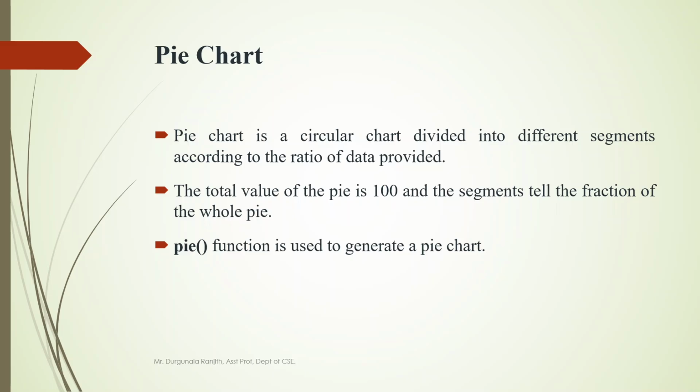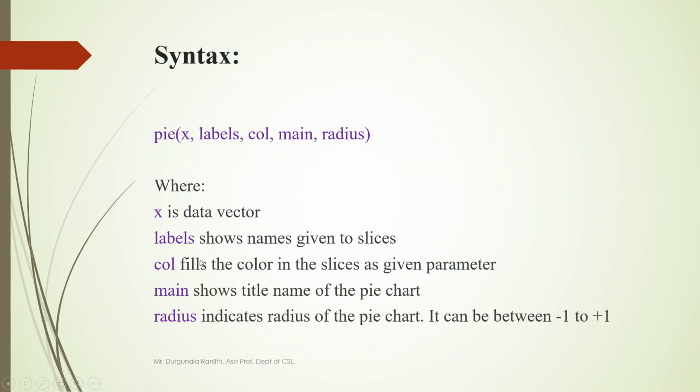Now let's get into the first one, the pie chart. The pie chart represents the data in a circular form. Normally the circular form is divided into different segments according to the data that you have been given. The total value of the pie will be 100 and the segments are divided into different parts. Here we will use the pie function to generate a pie chart.